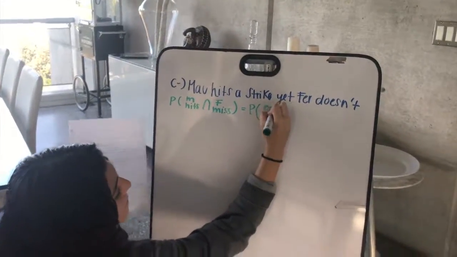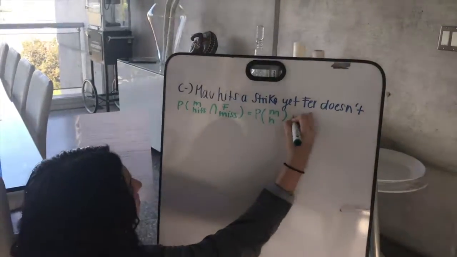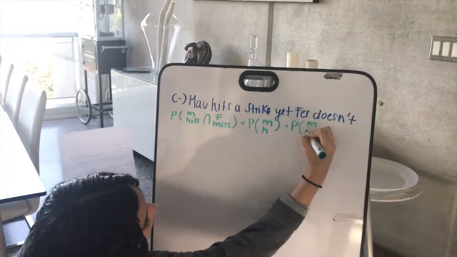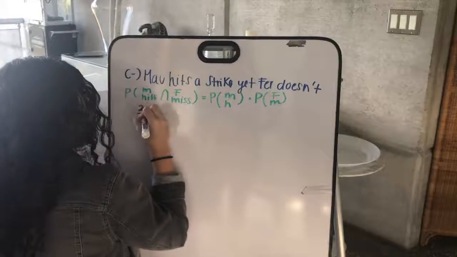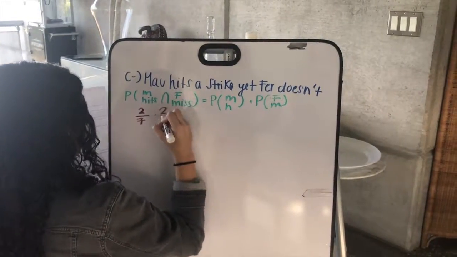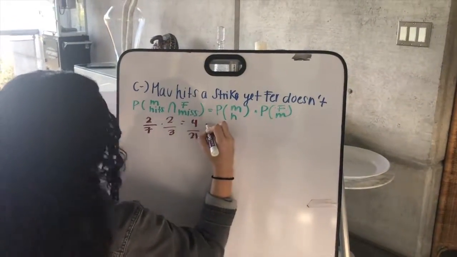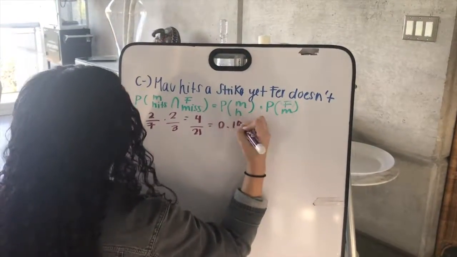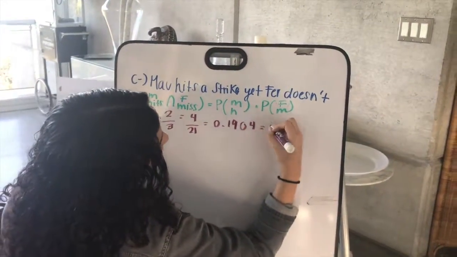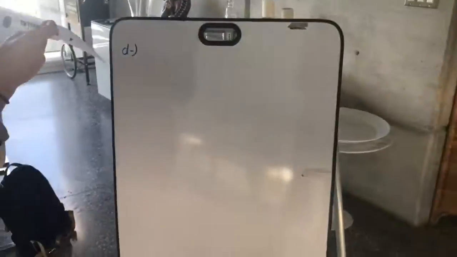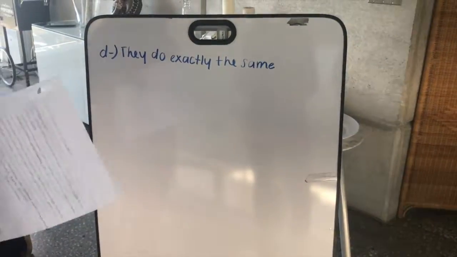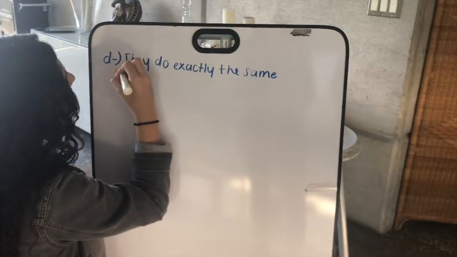Letter C tells us that Mao hits a strike, yet Fernanda doesn't. So what we're going to do is the probability of Mao hitting and the probability of Fer missing the hit. So it's going to be the probability of Mao hits times the probability of Fer missing the hit. So it's going to be 2/7 times 2/3, and that'll give me 4/21, which multiplied by 100, it'll give us 19.04%.